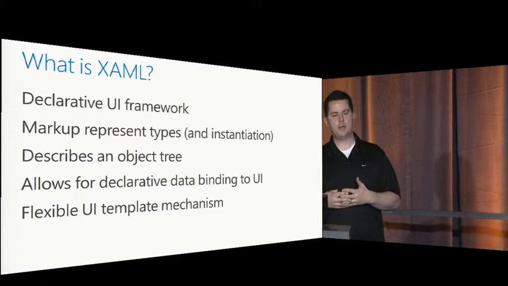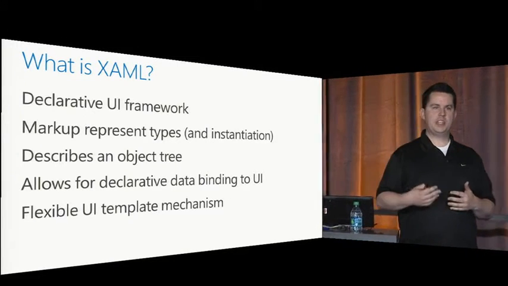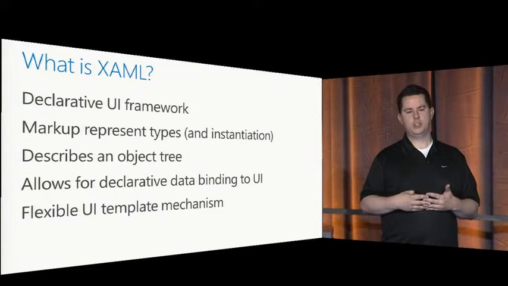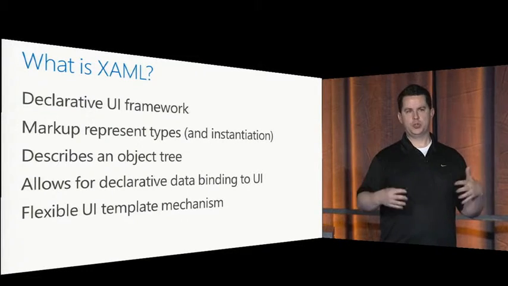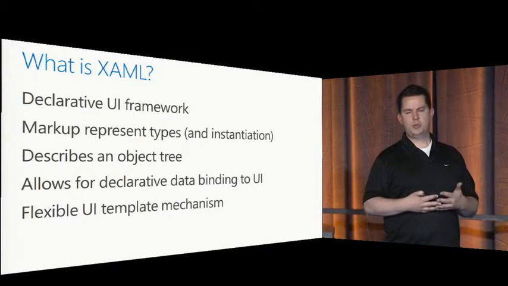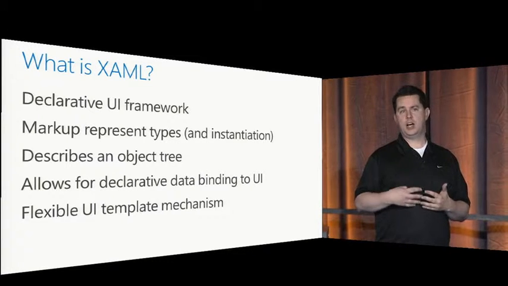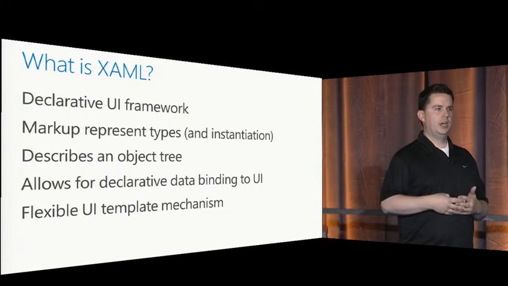But primarily it's a declarative UI framework that uses markup to describe types. And whenever you see that markup, you're not only describing the type, but you're actually instantiating it as well. Whenever you're reading documentation or hearing people talk about XAML, you hear this concept of the visual tree. You can liken this to a DOM in HTML effectively. So the markup language is going to describe this object graph or object tree of UI elements and in some cases non-UI elements.